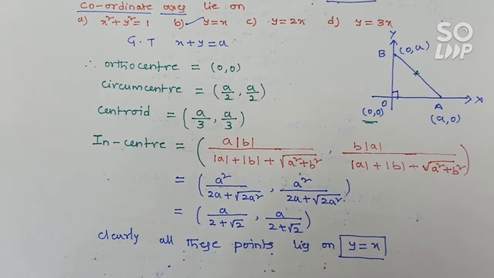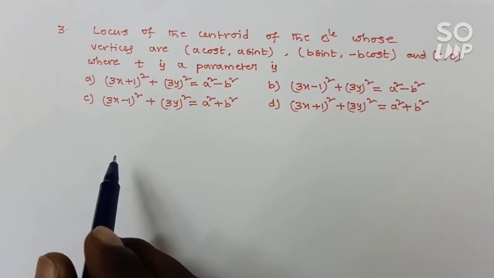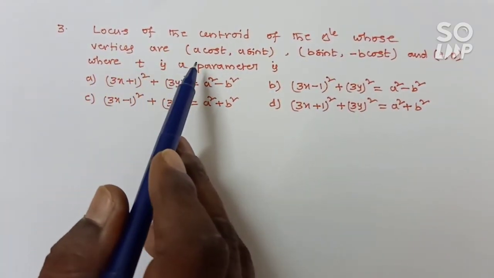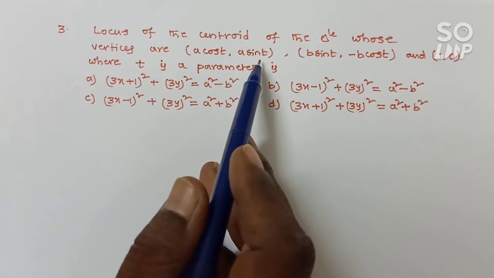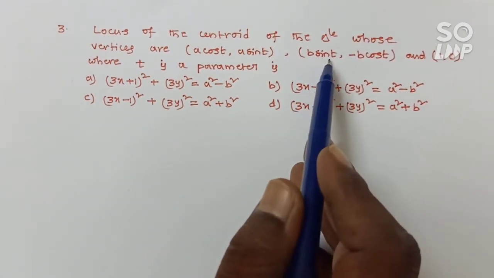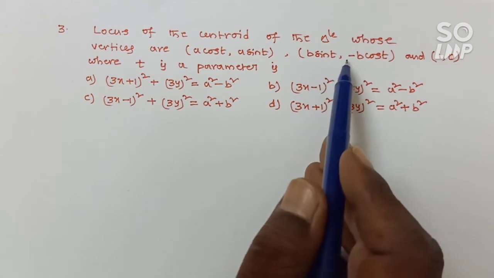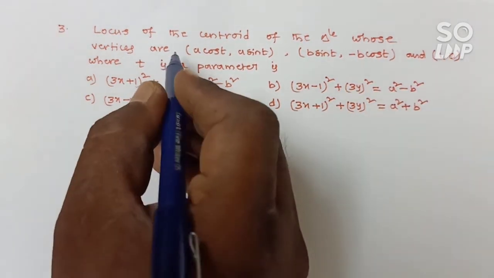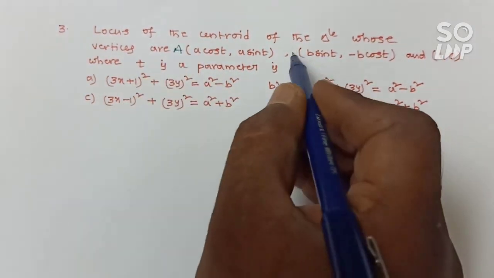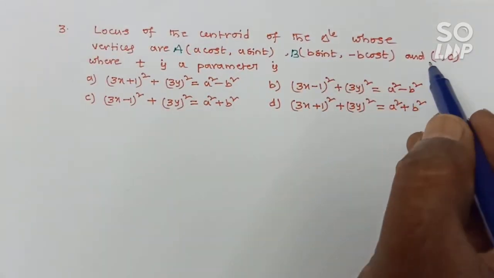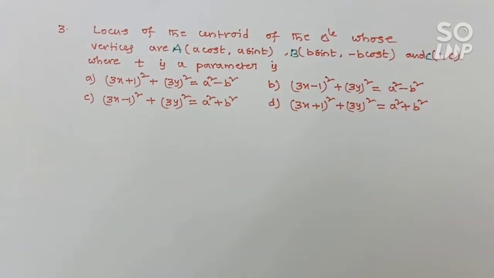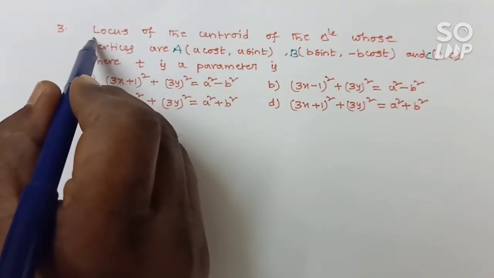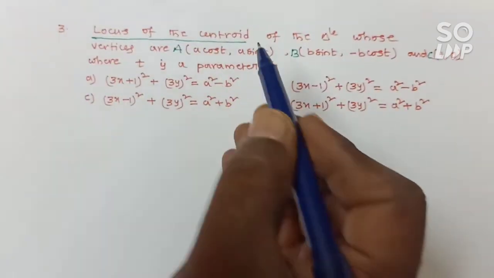Next we will see another question. Find the locus of the centroid of a triangle whose vertices are a cos t, a sin t; a sin t, minus b cos t; and 1, 0. Let these points be A, B and C, where t is the parameter. In this problem we should find the locus of the centroid of the triangle.